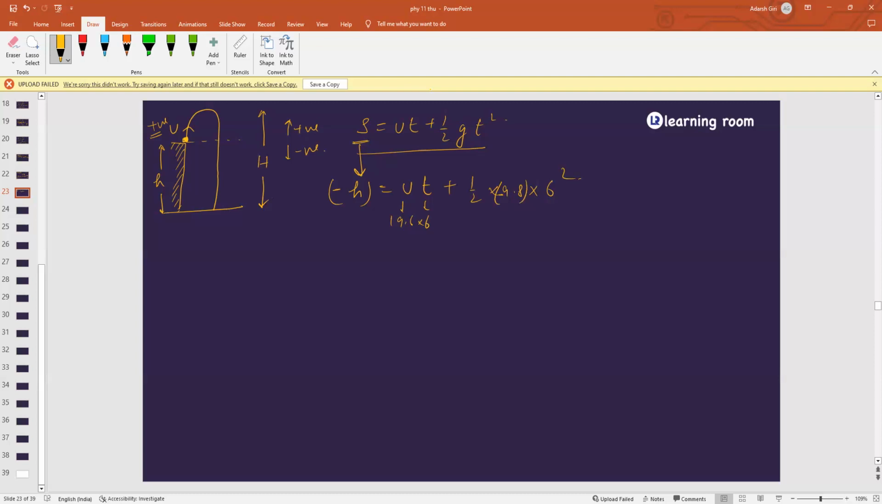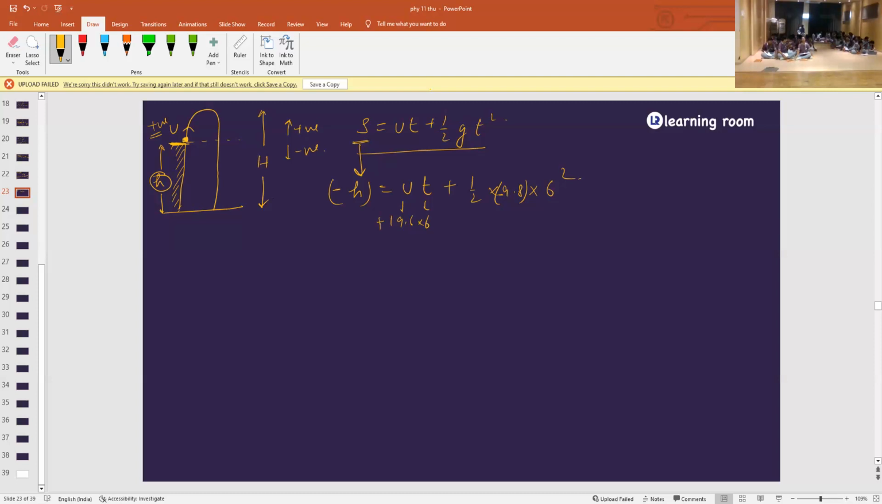So this is how you have to solve this. We consider the total net displacement from the top surface of the tower to the bottom, and that is minus h. That net displacement is minus h, and that is u into t plus half into g into t square. Understood? Yes, sir. Solve it and find me the value of h from here.